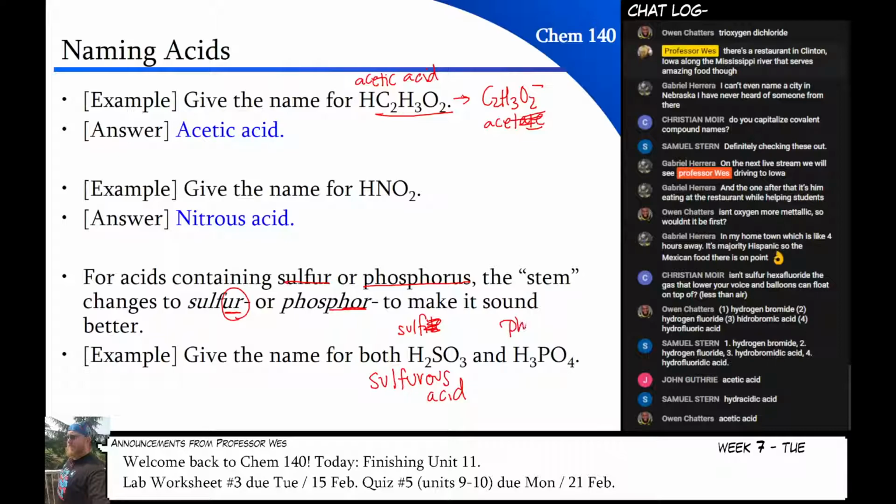And then this is phosphate. Instead of saying "phosp," we write "phosphor." This would be phosphoric acid.